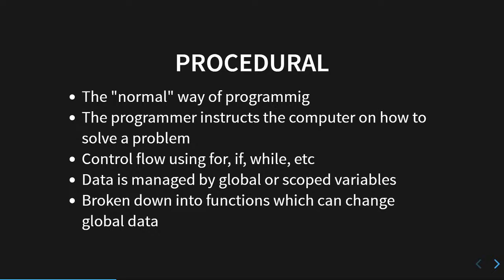And then data you store in variables, which are either global variables or scoped variables. And then a typical thing of procedural programs is they're very modular, and you break down things that are repetitive into functions. And then these functions can in turn change global data. They don't always return things. Sometimes you'll have a void function that just prints but changes data.